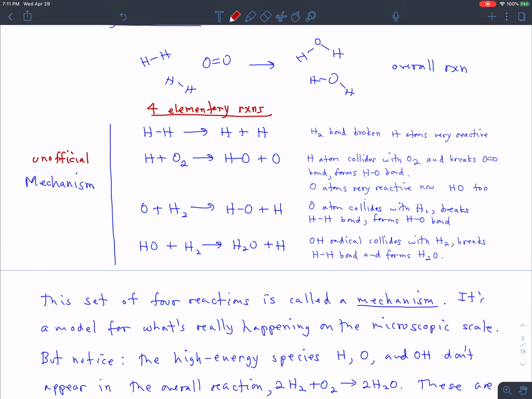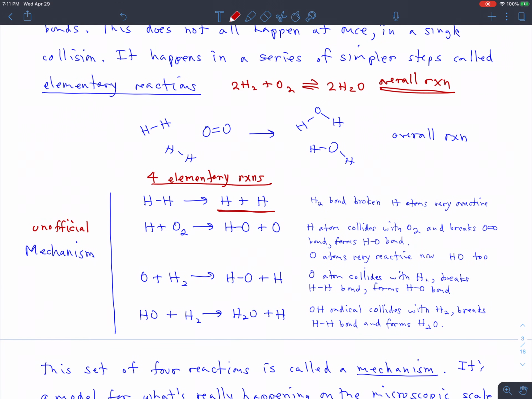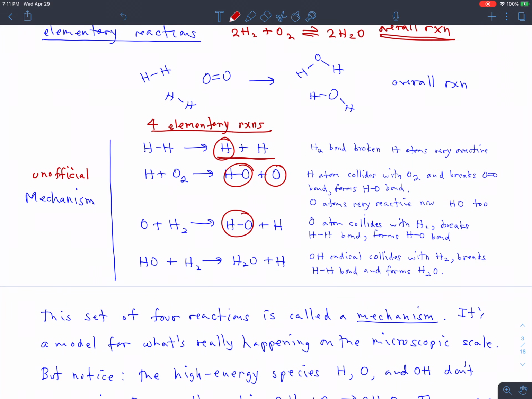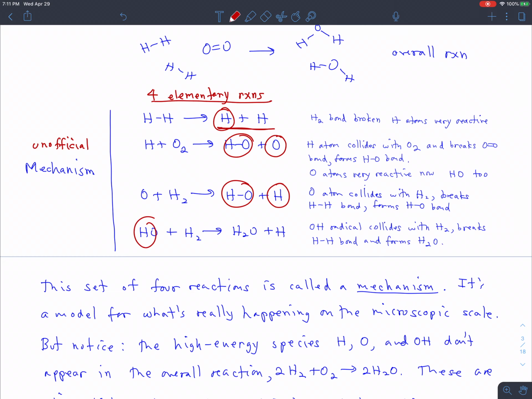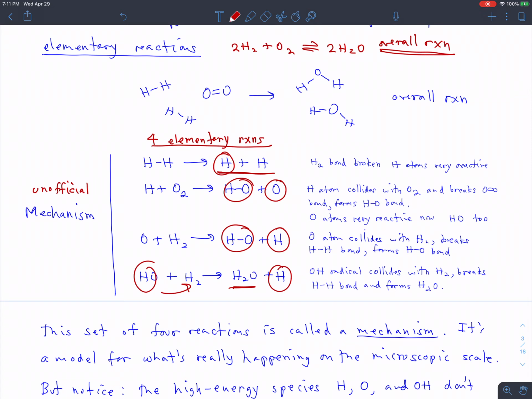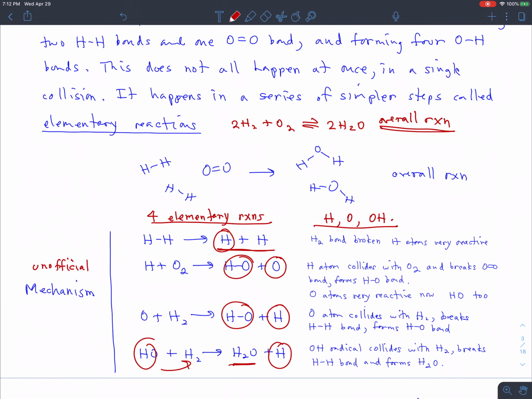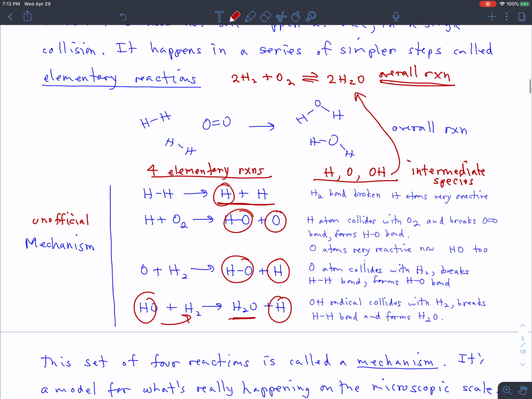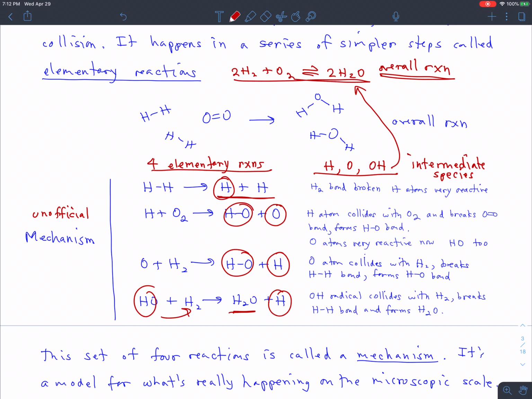But notice that in this reaction, for example, we're creating H atoms. In this reaction, we're creating OH radicals and O atoms. In this reaction, OH radicals and more H atoms. And here we've got OH radicals combining in order to finally form water and more H atoms. We've got three chemical species here, H and O and OH, all of which don't appear in the overall reaction. And that's the signature that they are intermediate species. And the fact that those intermediate species are there tells you that this reaction is not an elementary reaction.